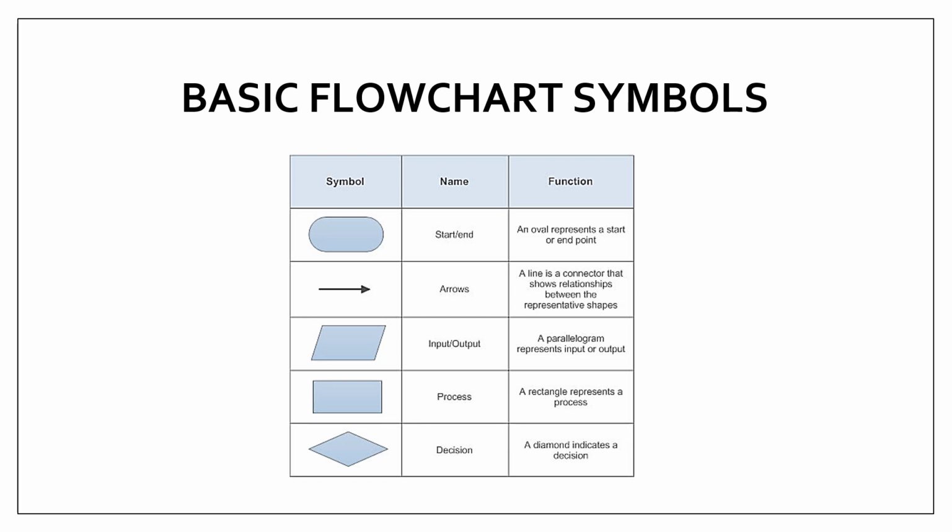Also, we use this symbol, the third symbol, it's parallelogram. We use that each time we ask for an input coming from the end user. And at the same time, we also use that each time we want to display something on our screen, such as a result. And then we also have the fourth symbol, which is a rectangle, and rectangle represents a process.